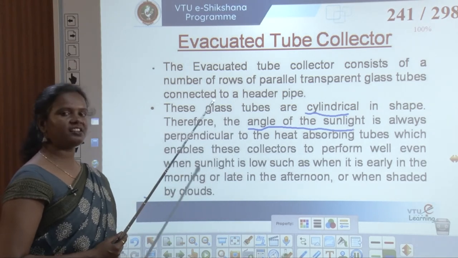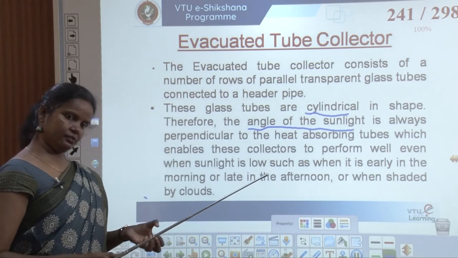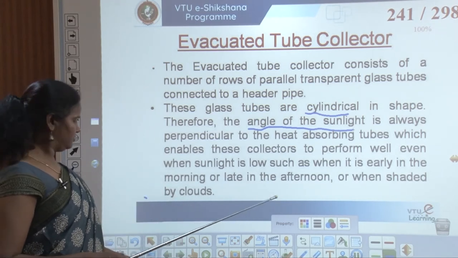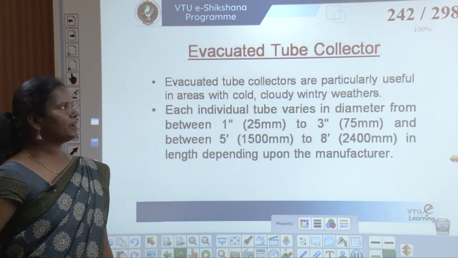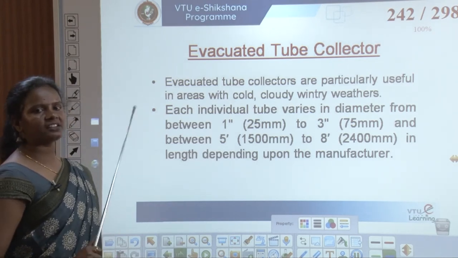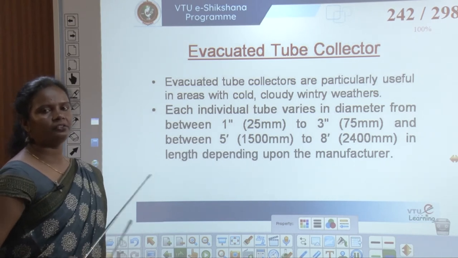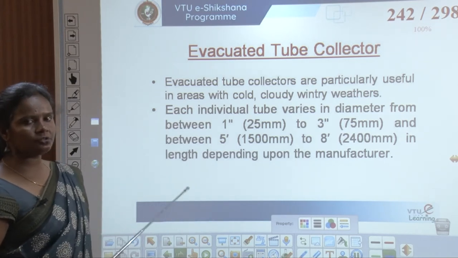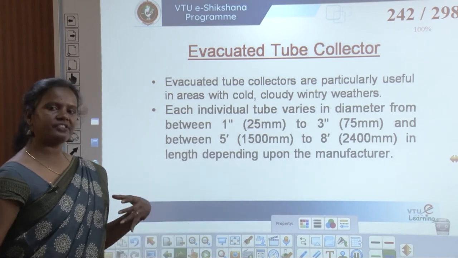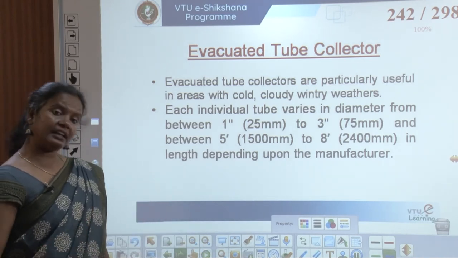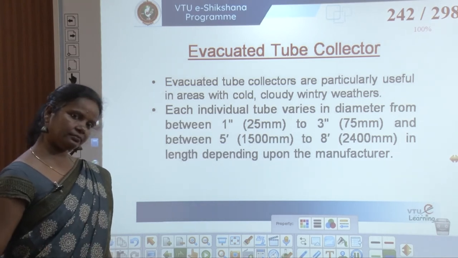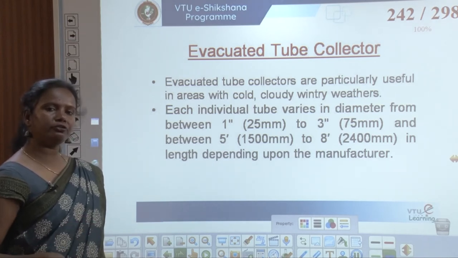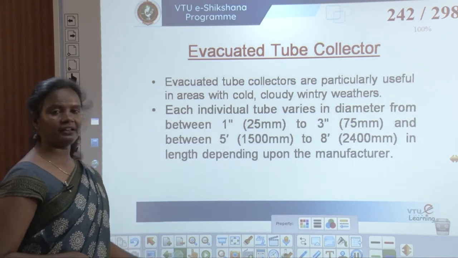This kind of evacuated tube collector, where you see the tubes running directly in the collector, performs better than flat plate. Evacuated tube collectors are particularly useful in areas with cloudy winters, with wintry weather. Each individual tube varies in diameter between 1 inch to 3 inch, that is 25 mm to 75 mm, and the length could be from 5 feet, 1500 mm, to 8 feet. You get 8 feet also, so 5 feet to 8 feet, that is 1.5 meters to 2.4 meters, depending upon the manufacturer.